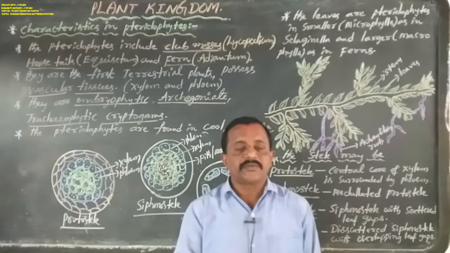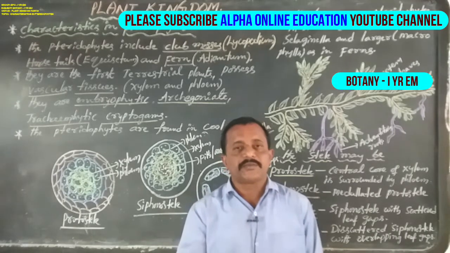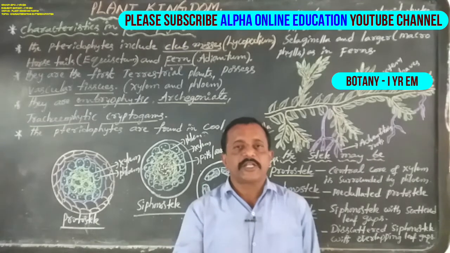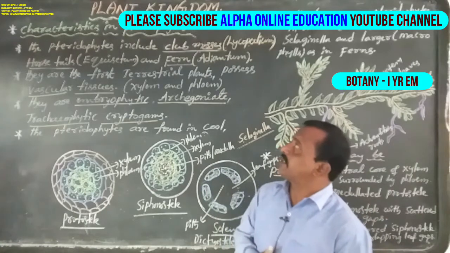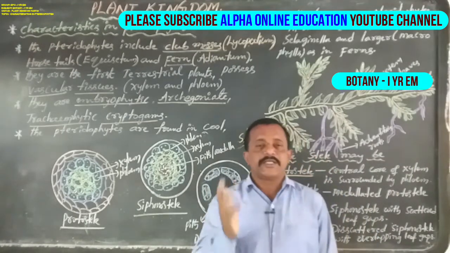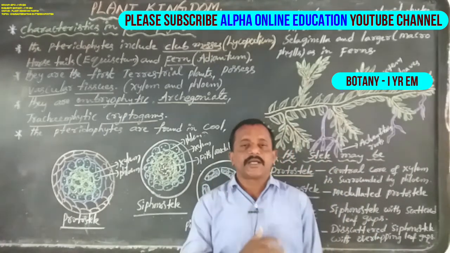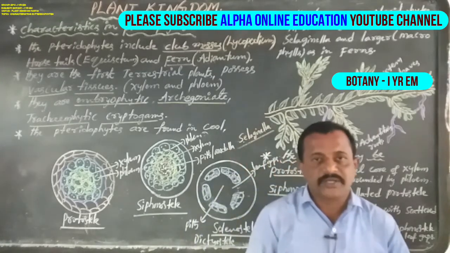These are the types of steles. In pteridophytes, the stele may be of four types: protostele, solenostele, siphonostele, and dictyostele. This covers the characteristics in pteridophytes, such as habitats and thallus organization. Okay, now thank you.